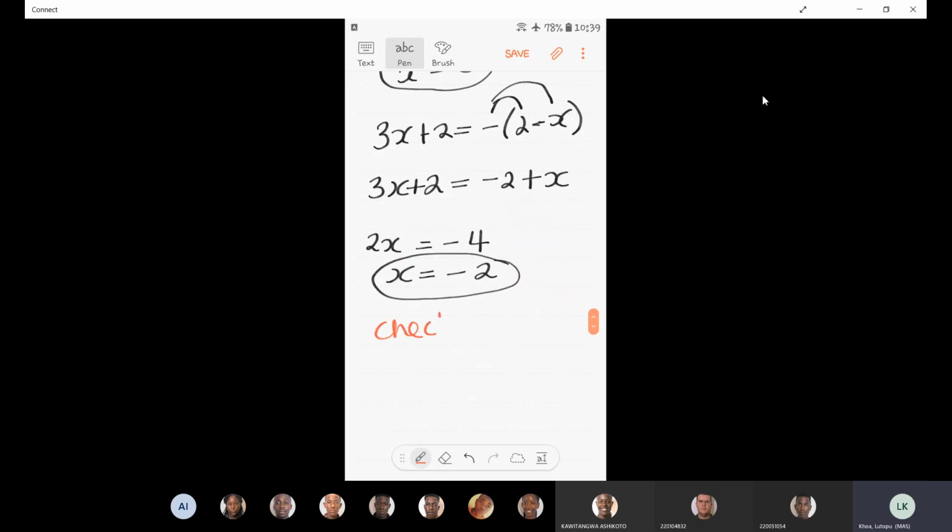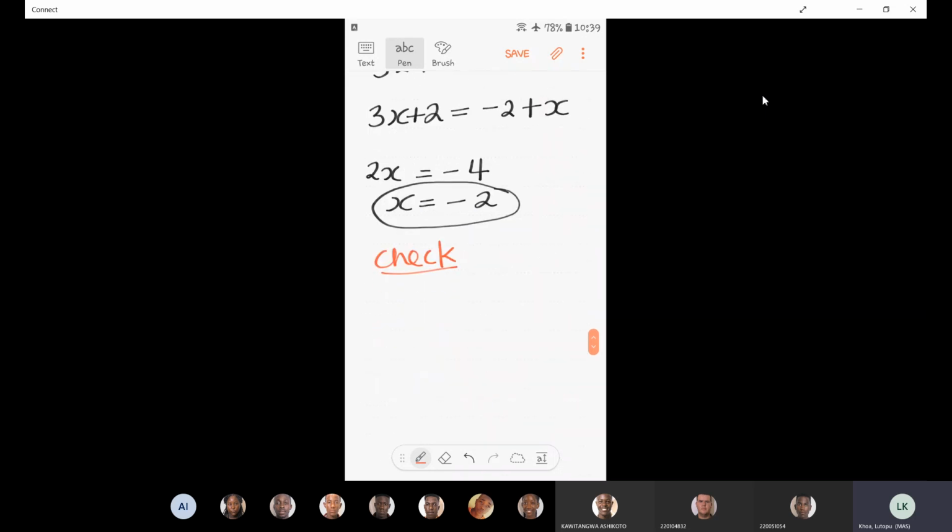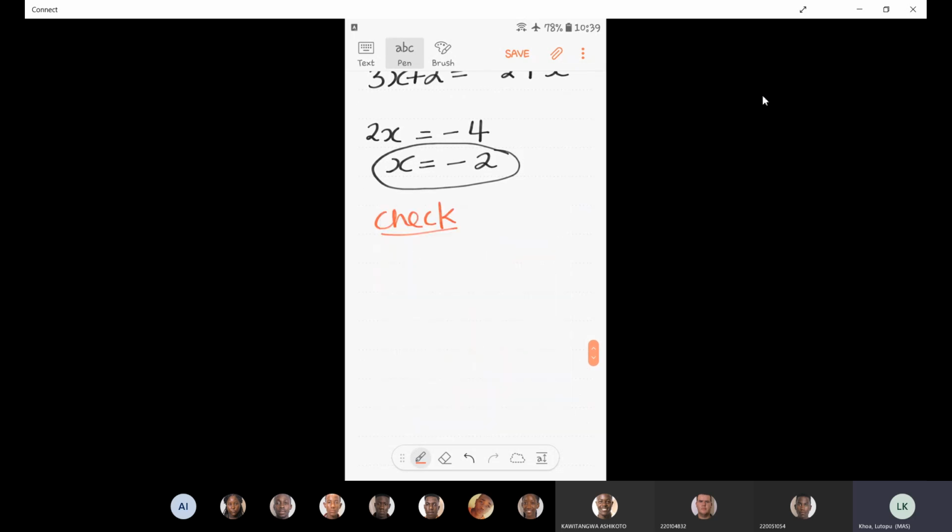So to check, okay, so I start with x is equal to 0. So on the left hand side, I have absolute value of 3 times 0 plus 2. This is just equal to absolute value of 2. And absolute value of 2 is just equal to 2 because 2 is 2 units away from 0.